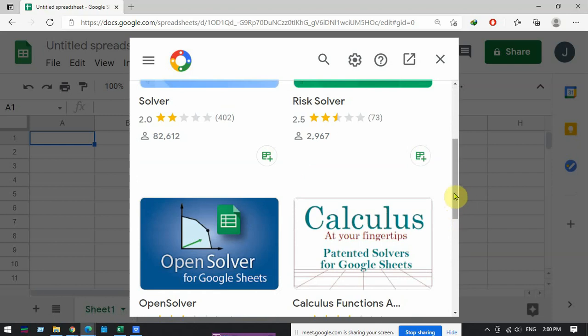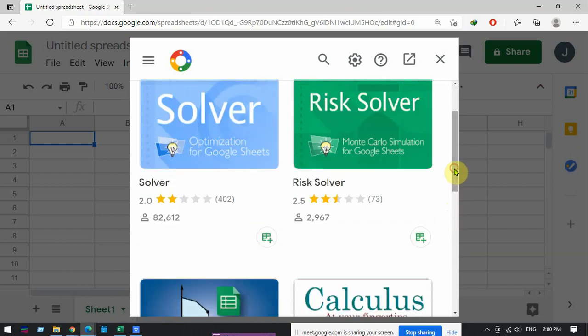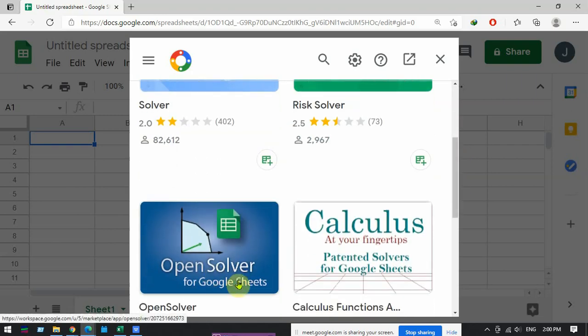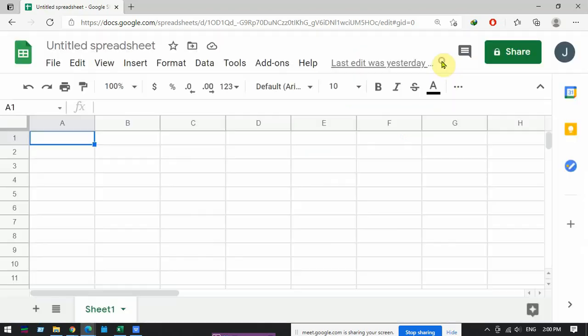You install and see if these applications will give you the right results or solve the problem well for you. Because for some who download the solver, it doesn't work for them, but for others, it works. And the same case with OpenSolver for Google Sheets. So you choose which one will work for you if you're going to use Google Sheets. I'm not going to download it now.